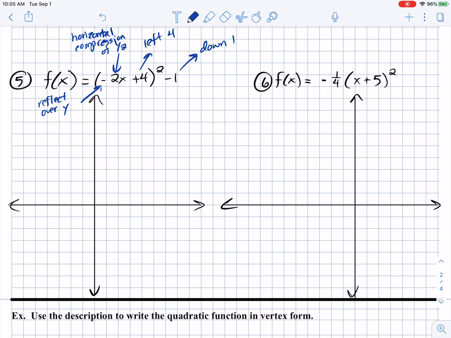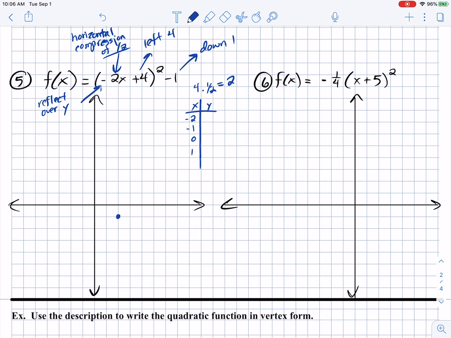So normally our vertex would be at (-4, -1). However, two things happen here. We're compressed by a factor of 1/2, so the x value, 4 times 1/2, is actually going to put our vertex at 2. So let's move this to (2, -1). And then we're reflecting over the y-axis. So if we're 2 units away and we reflect to the other side, now our vertex would be over here at (2, -1), because we reflected over the y-axis and we compressed by a factor of 1/2.